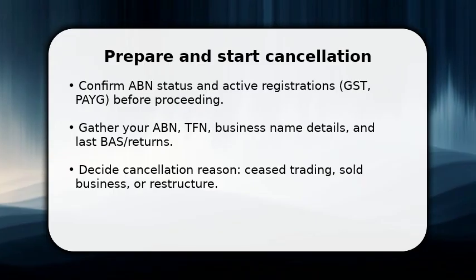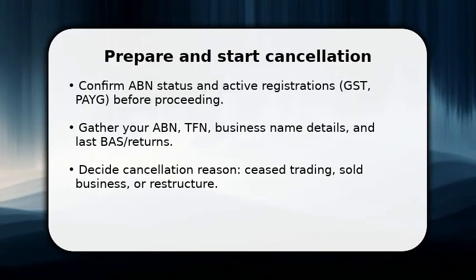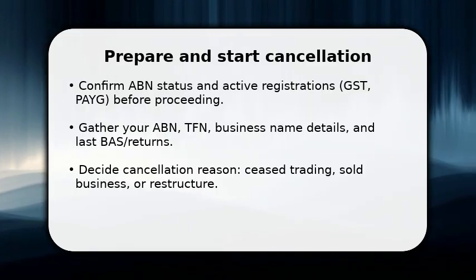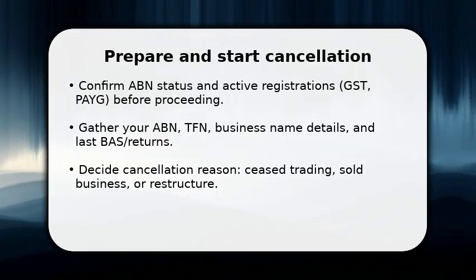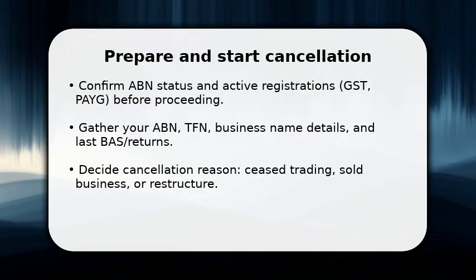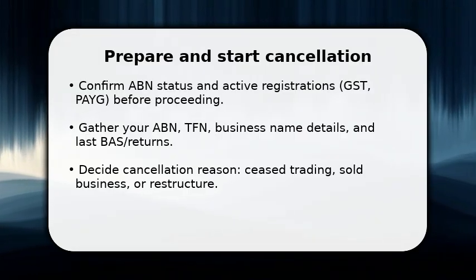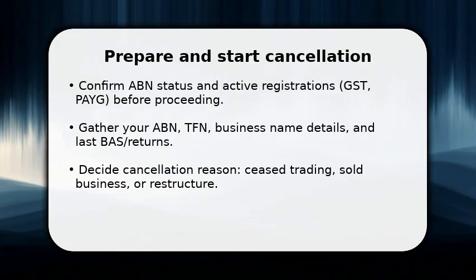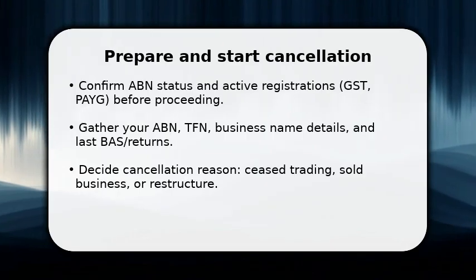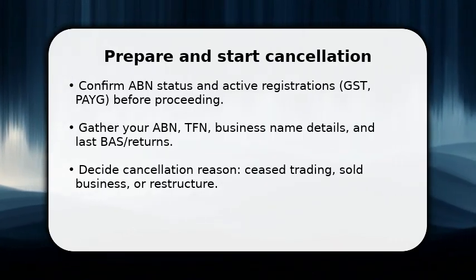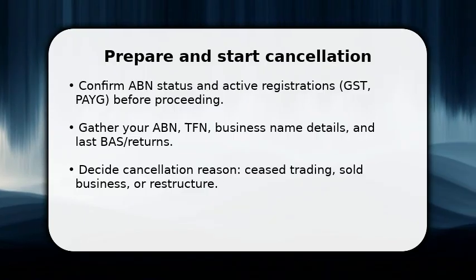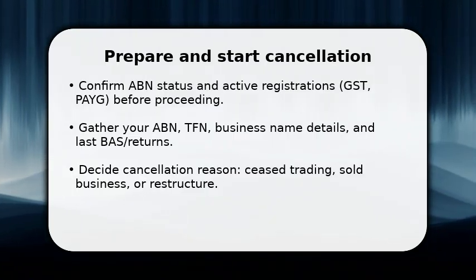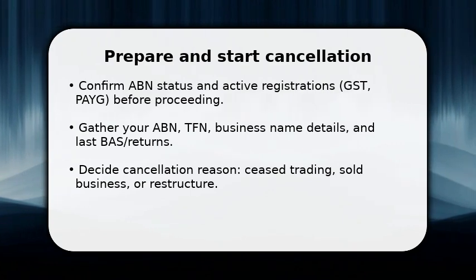You begin by confirming the ABN status and any active registrations. This prevents surprises later. Once done, gather the ABN, TFN, business name, and recent BAS or tax return info so you can verify identity quickly. Make sure to choose the correct cancellation reason, cease trading versus sold or restructured, because that drives what notifications and returns remain due.